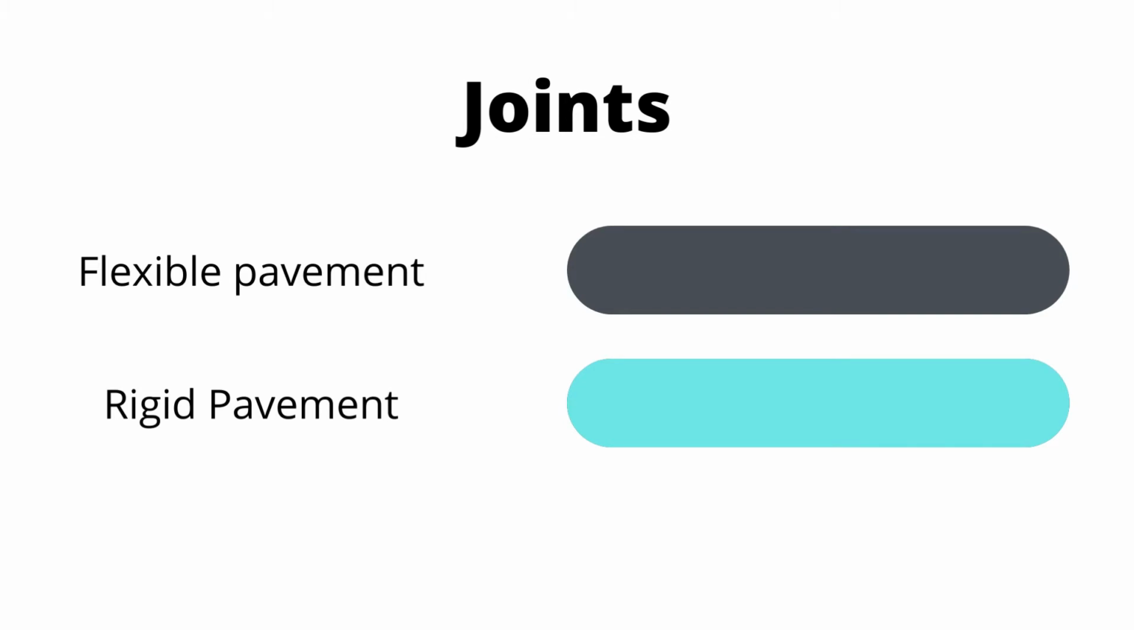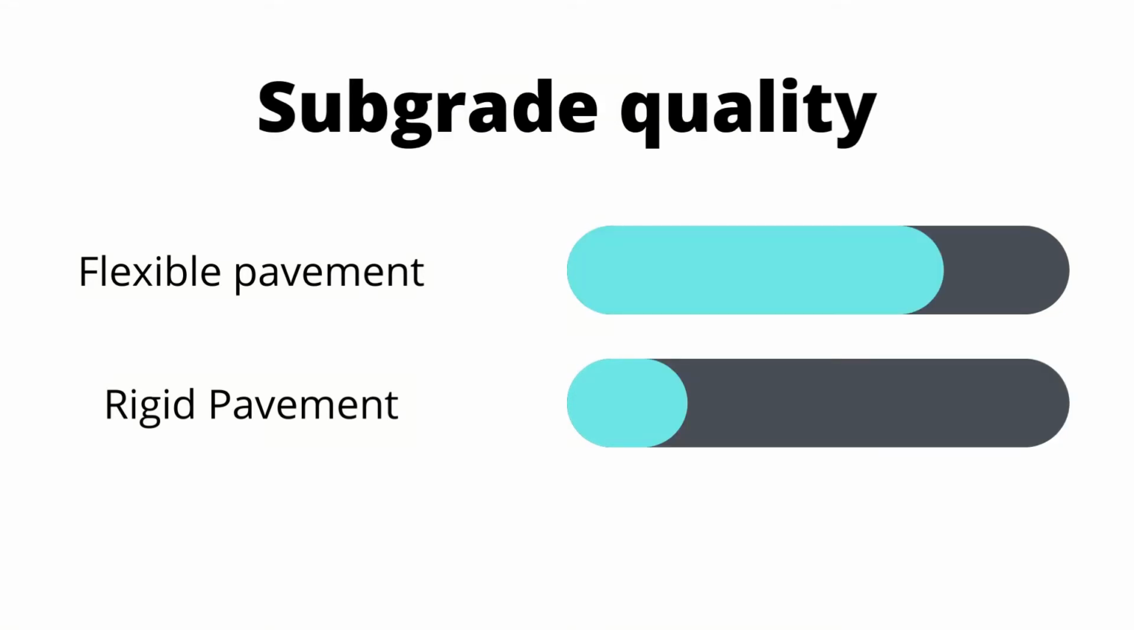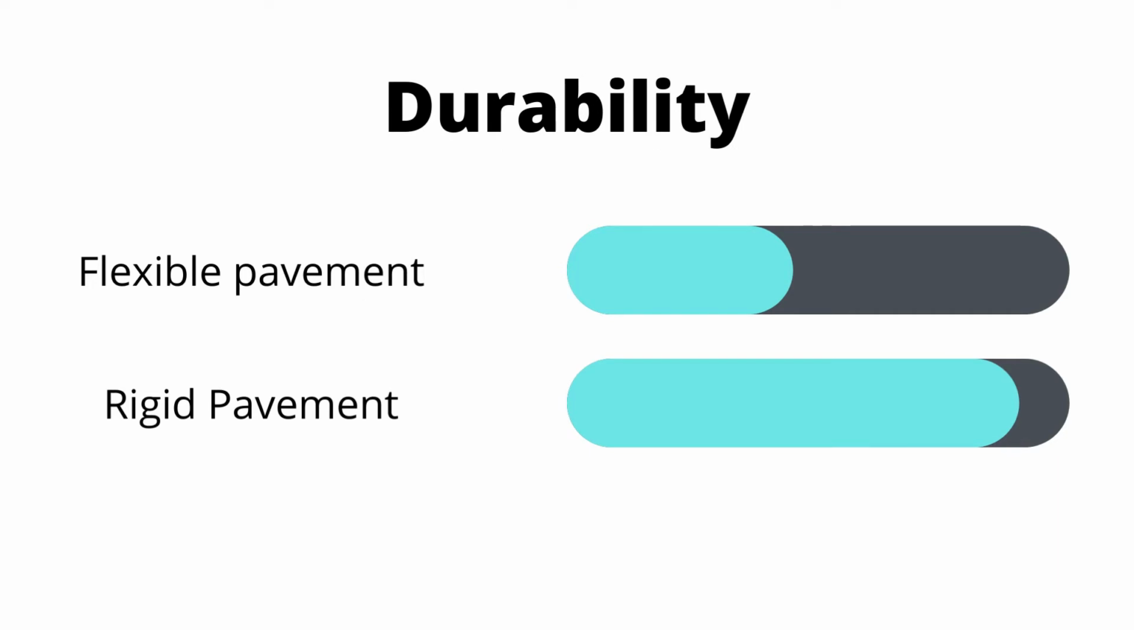Next, we have joints. By joints, we mean that in flexible pavement, joints are not required at all, whereas in rigid pavements, joints are essentially required. Next, we have subgrade quality. Flexible pavement need a reasonably good subgrade quality, whereas for rigid pavements, a good subgrade is not a necessity. Next, we have durability. Flexible pavements are less durable, whereas rigid pavements are more durable.